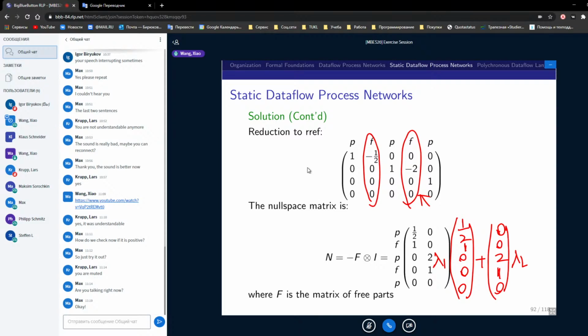What questions regarding this exercise? Okay. Oh, questions regarding this chapter?